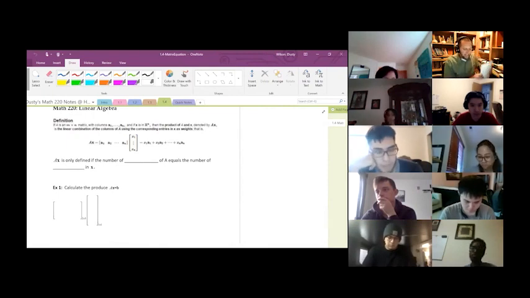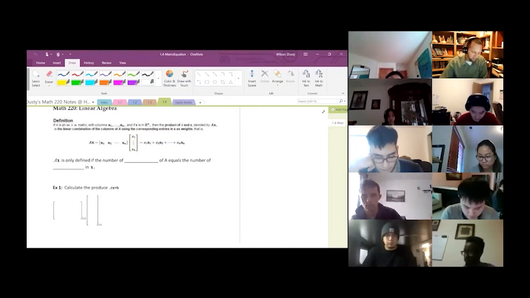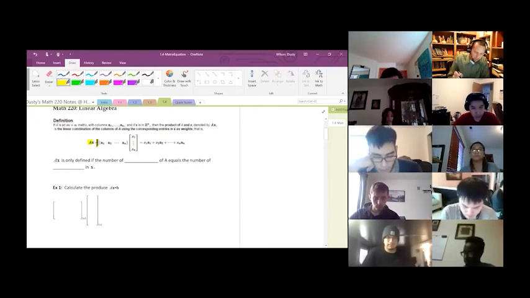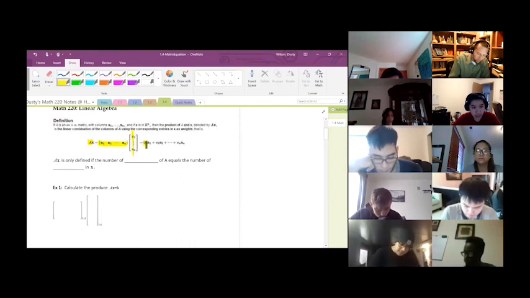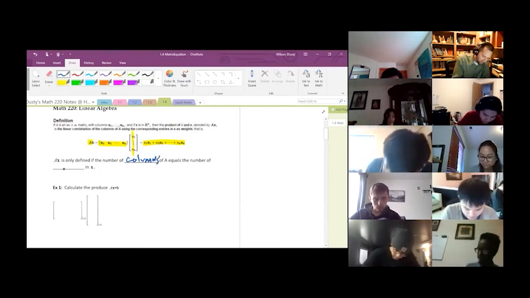If A is an m by n matrix, with columns a1 to an, and if x is in R^n, then the product of A and x, denoted by Ax, is the linear combination of the columns of A using the corresponding entries in x as weights. You could write it as a product, as a matrix times a vector, or as a linear combination. Ax is only defined if the number of columns of A equals the number of entries in x.